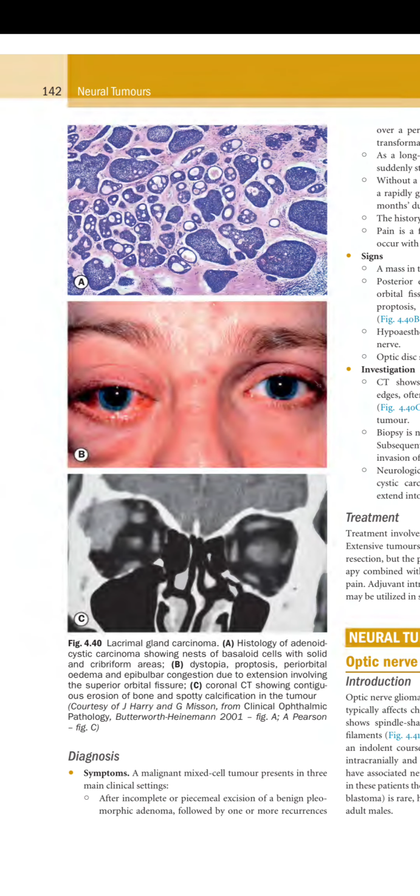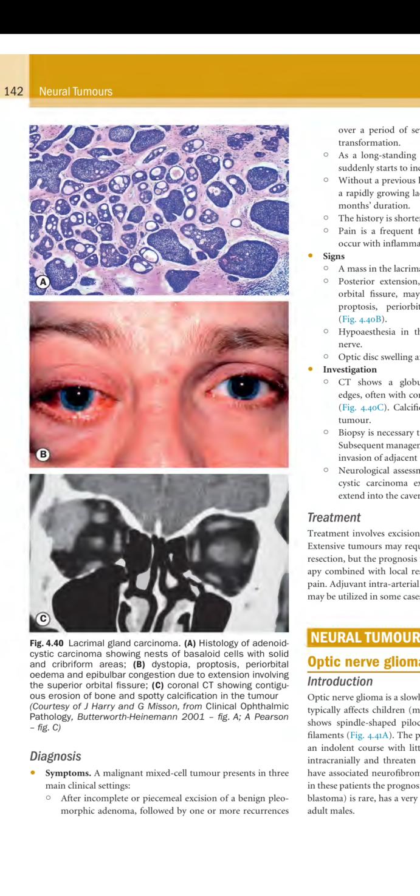So this is the histology of the adenoid cystic carcinoma, showing nests of basaloid cells with solid and cribriform areas. And B is showing us the dystopia, proptosis, periorbital edema and epibulbar congestion due to extension involving the superior orbital fissure. And C is showing the coronal CT scan, showing contiguous erosion of the bone and spotty calcification in the tumor.